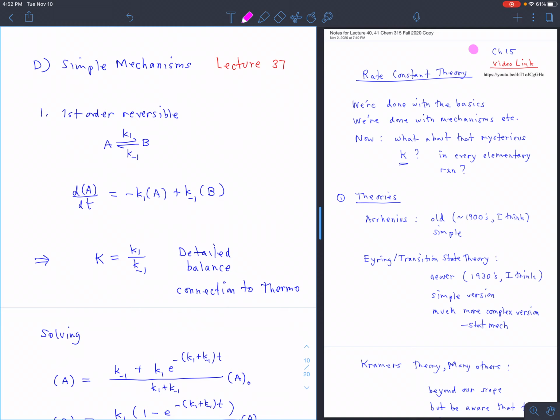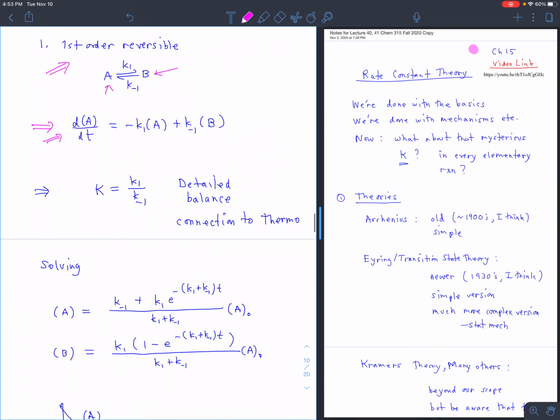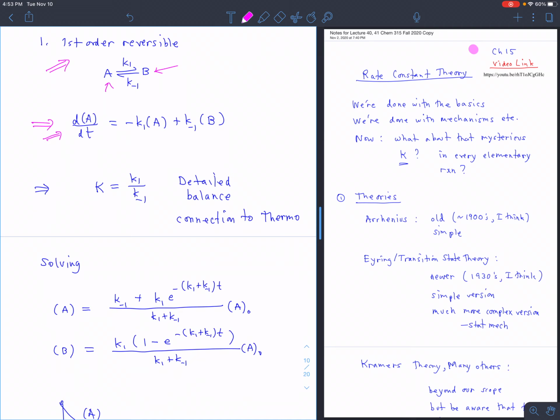The first one is the first order reversible mechanism, from which you can write a rate equation for A and also a rate equation for B, but it turns out that that's equivalent to the one for A, so there's really only one independent rate equation. And if you ask what happens at equilibrium, you can set that rate to 0, because of course the rates go to 0 at equilibrium. And then you discover that the equilibrium constant has to be equal to the ratio of the forward rate constant to the backward rate constant.